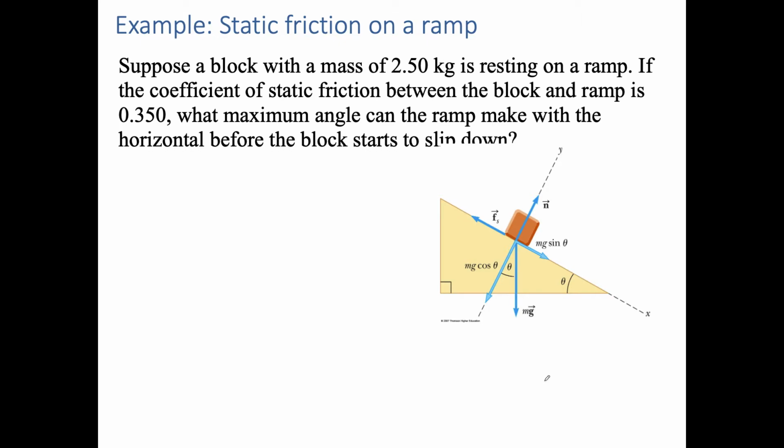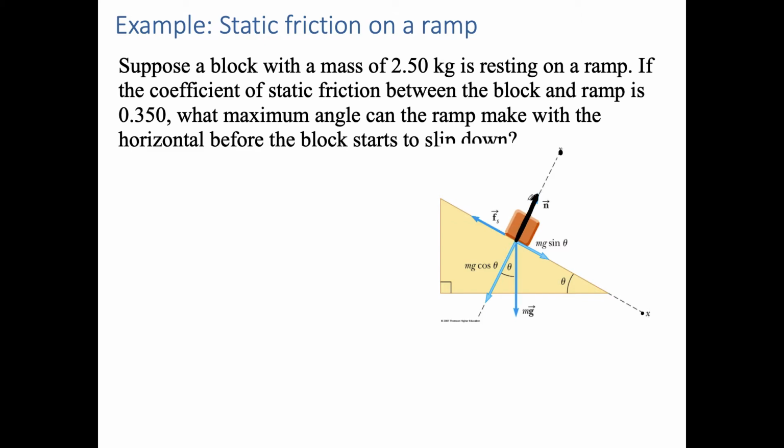Now let's move to the next example. So we have a block with mass 2.5 kg resting on a ramp, and coefficient of static friction is 0.35. What's the maximum angle the ramp can have that the block does not slide down? Maximum angle it has. And we need to build free body diagram. Let's choose x direction in this way, y direction in this way.